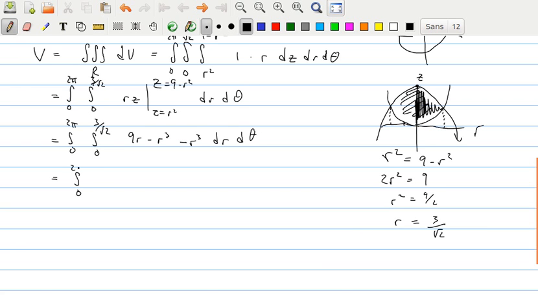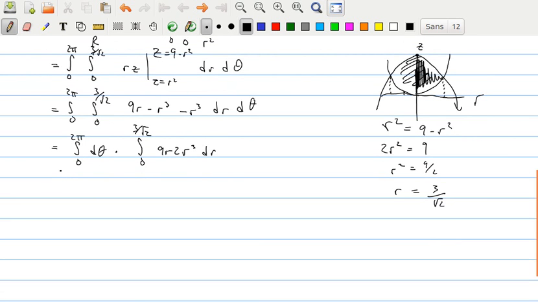Break this apart as integral from 0 to 2 pi d theta times integral from 0 to 3 over radical 2, 9r minus 2r cubed dr. This first integral gives us 2 pi. The second one, we do the power rule on each piece, and we're going to get 9r squared over 2 minus 2r to the fourth over 4 evaluated at those limits. So we can plug those in a calculator, and that'll give us our volume.